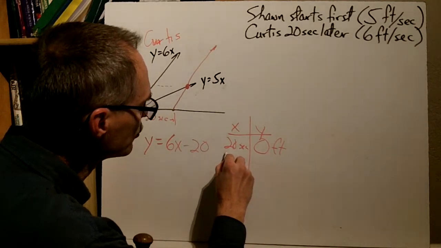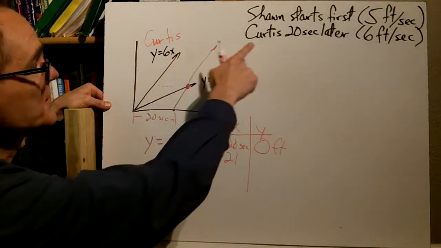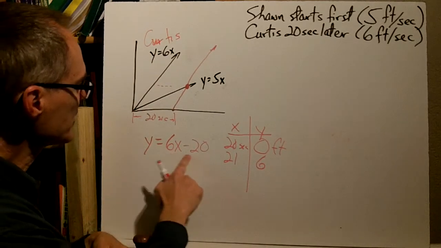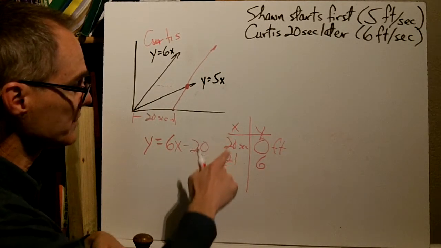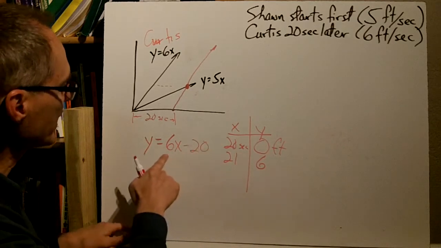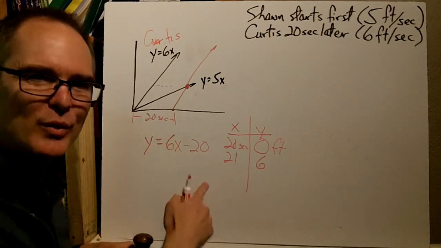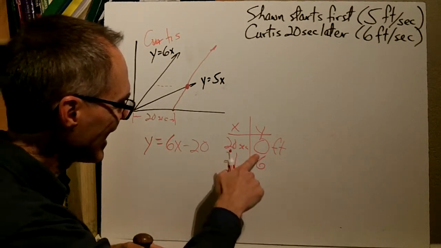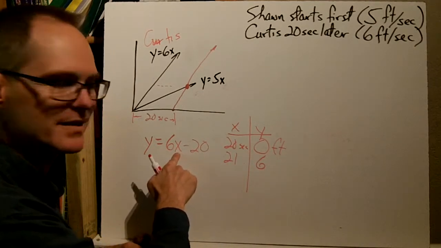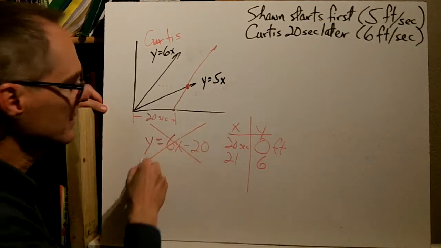When the time gets to 20 seconds, he's only just about to start walking, so he's gone 0 feet. When the timer gets to 21 seconds, I expect that Curtis will have walked 6 feet, because he's walking 6 feet per second. Well, I can check to see if I have the correct equation just by plugging in these values for x and see if I get these values for y. If x equals 20, well, 6 times 20 is 120, and that's not what I'm looking for. I want y to be 0 when x is equal to 20. So I can tell that this is not the correct equation.